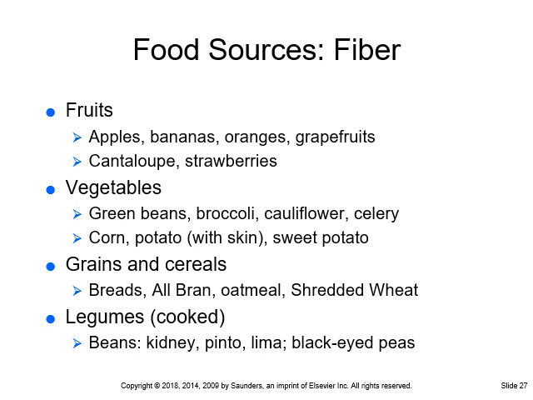What are some food sources of fiber? Fruits, as listed here, are apples, bananas, oranges, grapefruits, cantaloupes, and strawberries. Vegetables include green beans, broccoli, cauliflower, celery, corn, potatoes with the skin, as well as sweet potato. Grains and cereals include breads, all bran, oatmeal, and shredded wheat. Legumes include beans such as kidney, pinto, lima, and black beans.